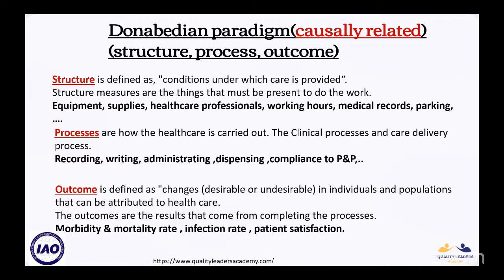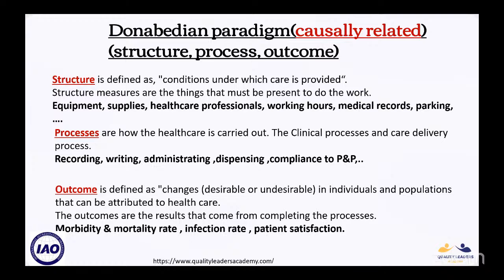Now, remember again, all these 3 components are causally related. Means good structure leads to good process leads to good outcomes. If your structure is inadequate, if you don't have enough nurses, if you have broken equipment, your processes will be compromised. That will cause delays or workarounds, and then ultimately your outcomes will suffer. Poor satisfaction, complications, etc. Right? If your structure is good but your processes are bad, like staff is not trained properly or procedures are not being followed, outcomes will still suffer.